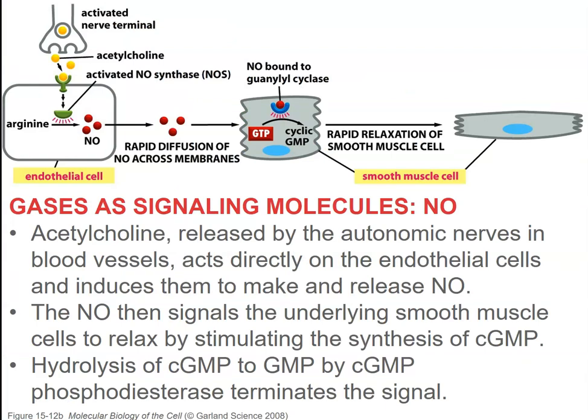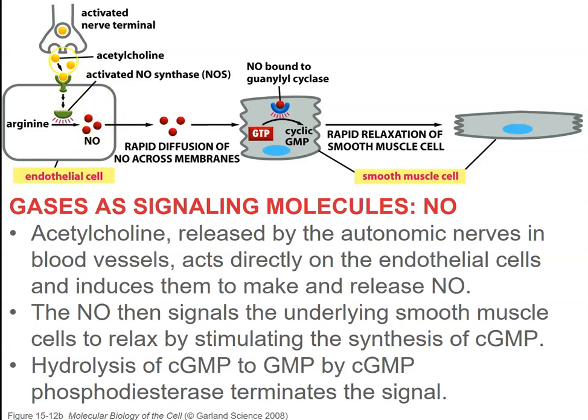So gases as signaling molecules, this is kind of a recent innovation because you can appreciate that this would be very hard to detect. So, NO is actually a signaling molecule. So we have an activated nerve terminal here, which secretes acetylcholine. And then the acetylcholine binds to its receptor and activates NO synthase or NOS. So that enzyme then acts upon arginine as a substrate and produces a gas, NO.